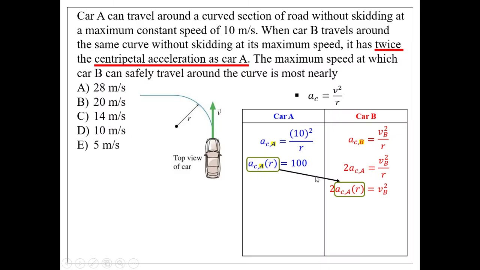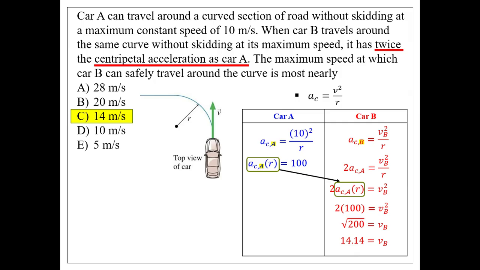ACA times R is equal to 100. So instead of saying ACA times R, I'm just going to replace it with what it equals to, which is 100. So I'm going to carry the 2 down. ACA times R is 100 because on the left side, that's what it says. And then here we have VB squared. Well, here it's just basic math. Just simplify your work, right? The 2 times 100 is 200, but then to find VB, you need to square root both sides. So VB is just the square root of 200, and the square root of 200 is going to give you about 14. So I'm going to go ahead and pick choice C, okay?